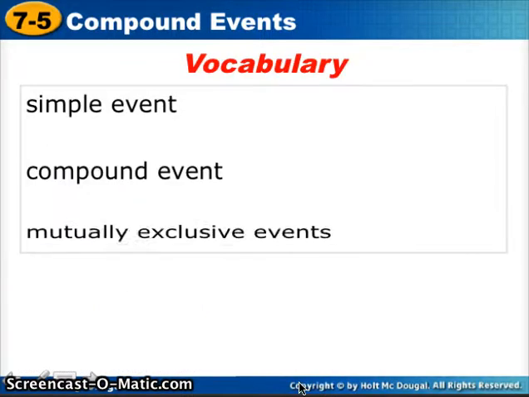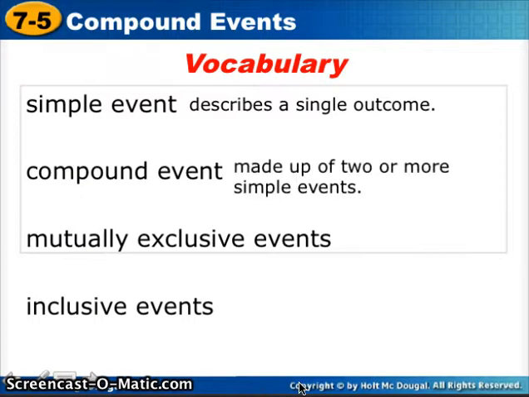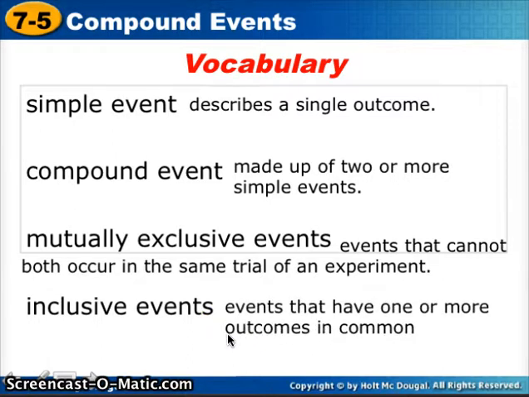All right, so in this lesson we learned that a simple event is a single outcome, and compound events are two or more simple outcomes. The more important vocabulary for this one: mutually exclusive events cannot happen at the same time, whereas inclusive events have something in common. They overlap. Okay, great.